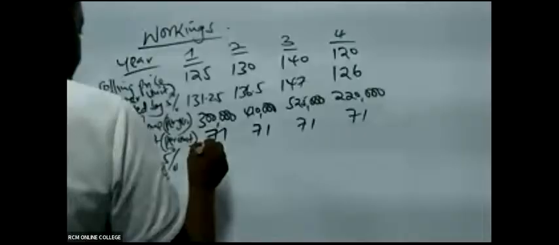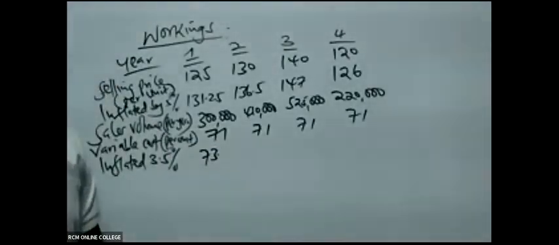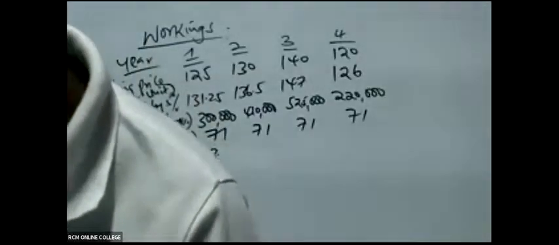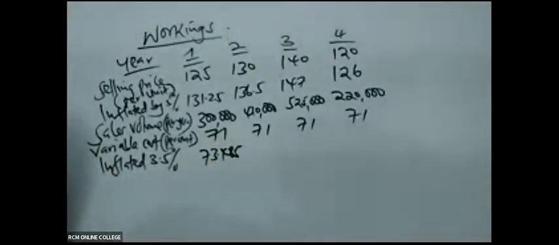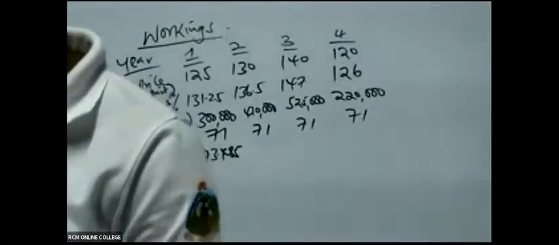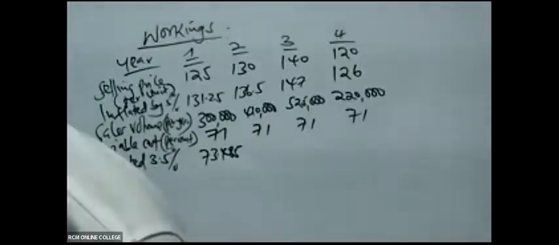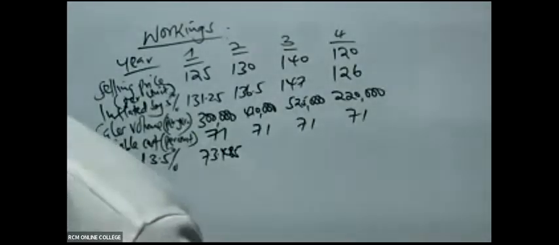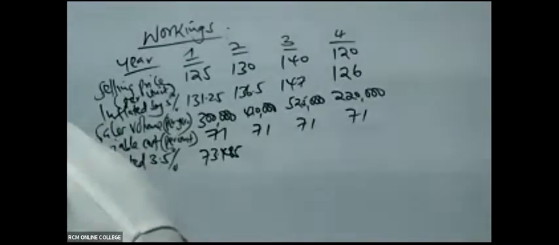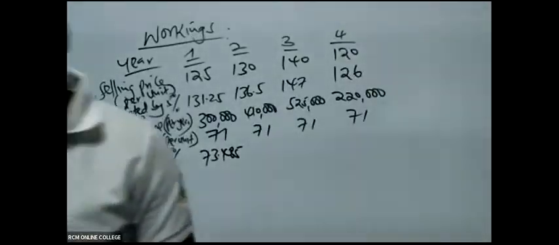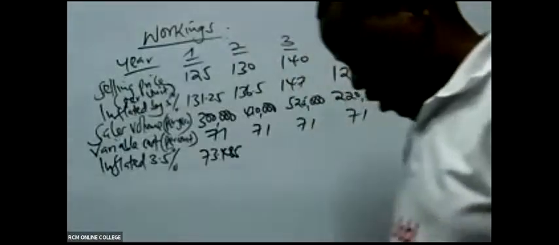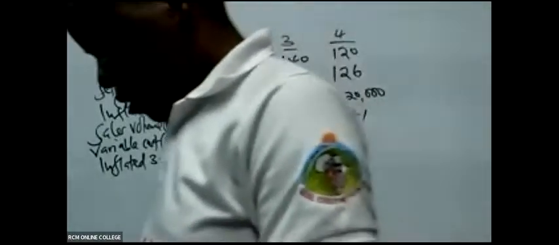73.485. 73 across. So that will be across. 73.485, 3.5%.